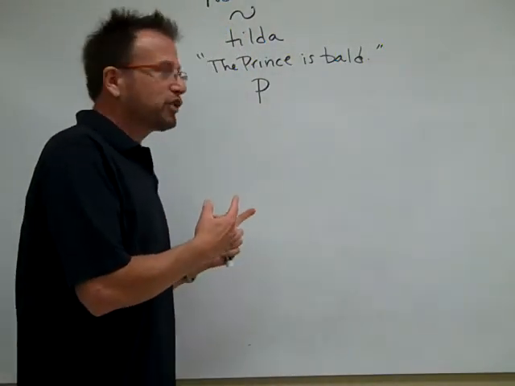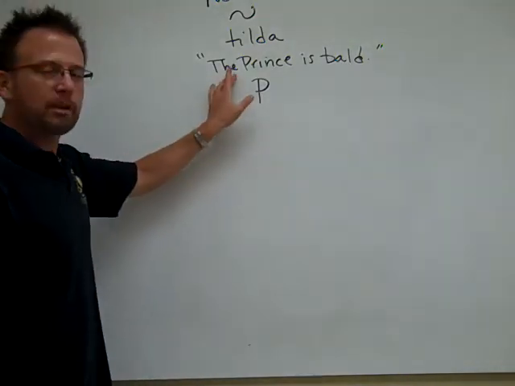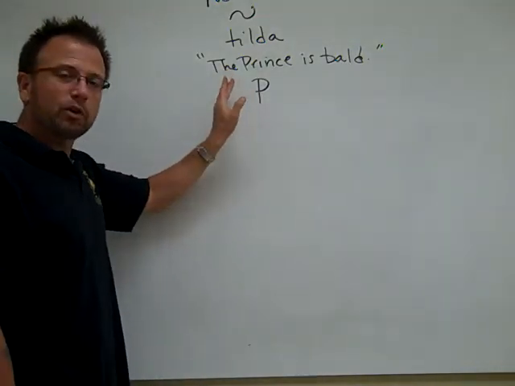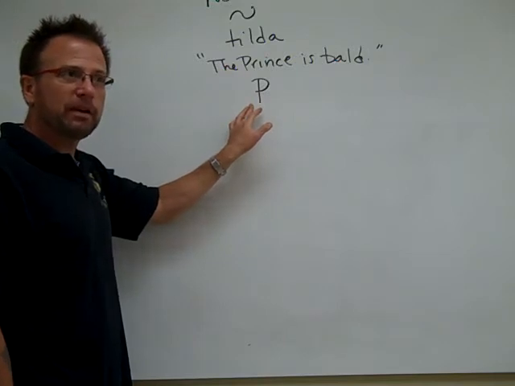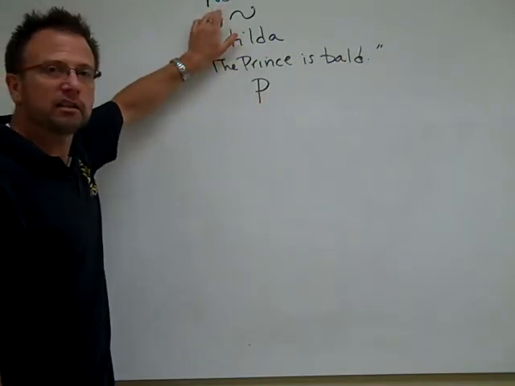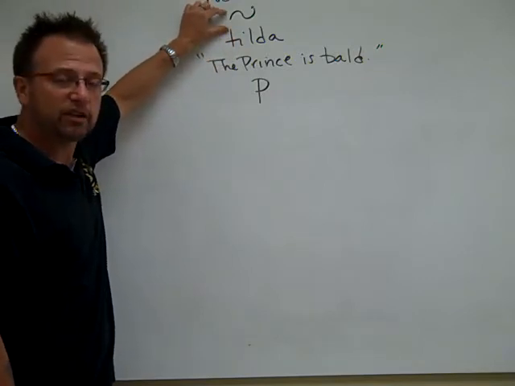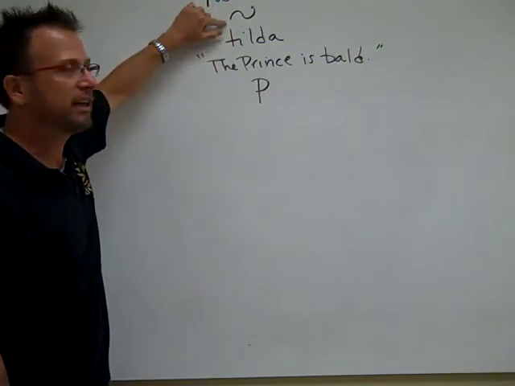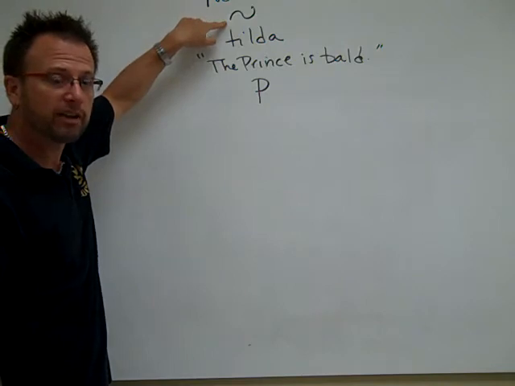Let's talk about negations. Here I have a statement, the prince is bald. I'm going to let P stand for the statement, the prince is bald. Now, the symbol we use for the negation is what's called the tilde, and this is the symbol. You'll find that symbol on the keyboard.